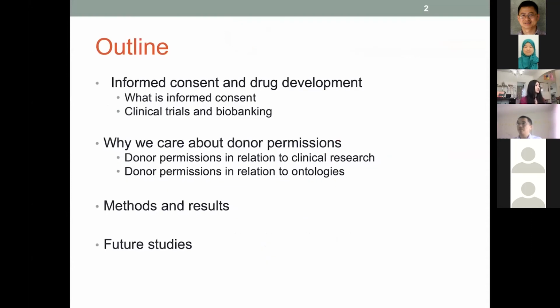So the outline of today's talk will be as follows. I will first talk about informed consent and its relation to drug development and why we care about donor permissions. Then I'll present my methods and results and propose some future studies.